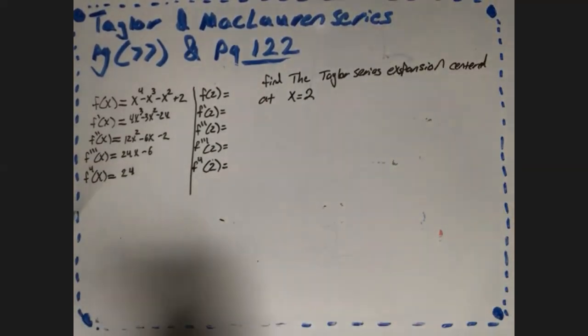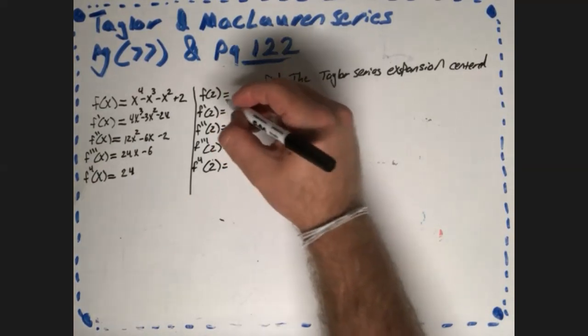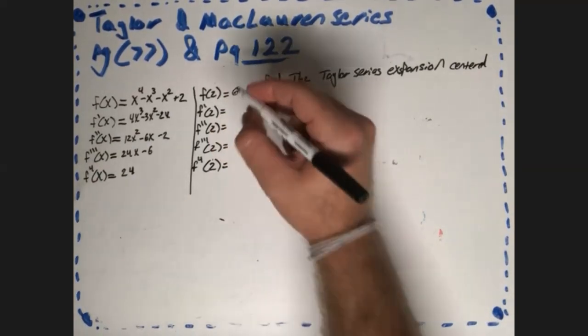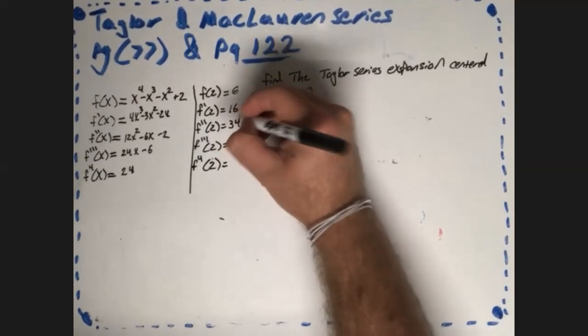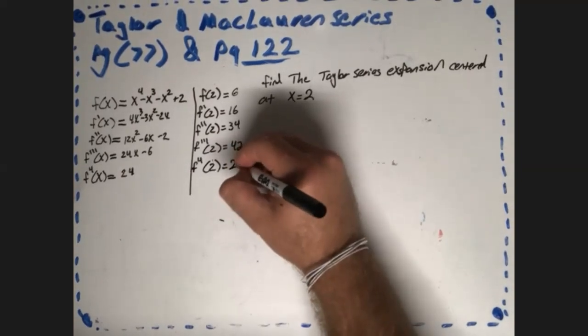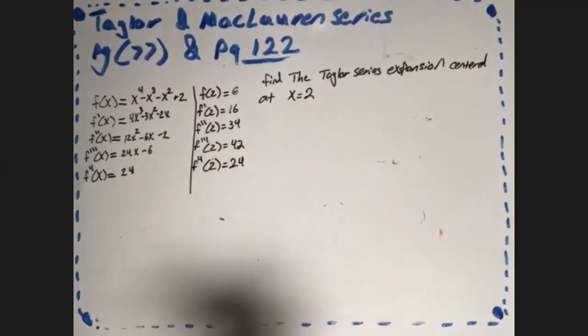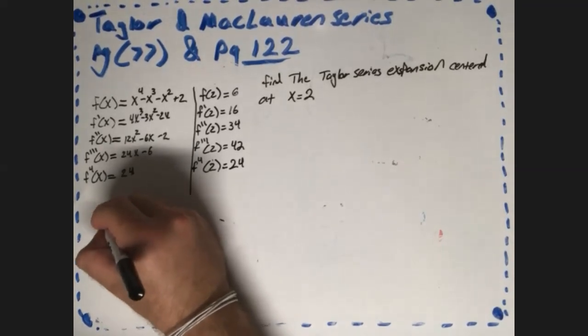Awesome. Cool. Let's plug in a 2 for all of these. I had to do this in advance, so I didn't look like a fool, so hang with me. That's 6, 16, 34, 42, and then that's 24 because you can't really plug a 2 in, so it's just going to be 24, okay? All right, my Taylor polynomial, P of x.